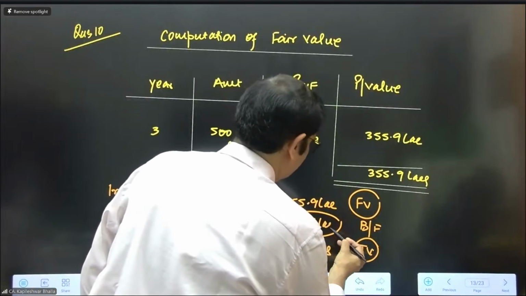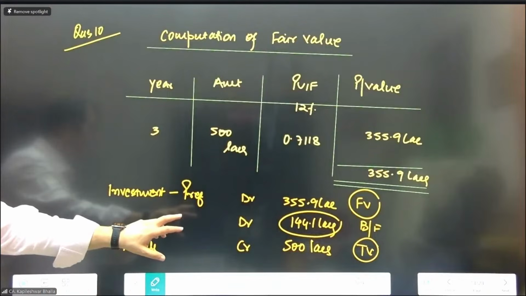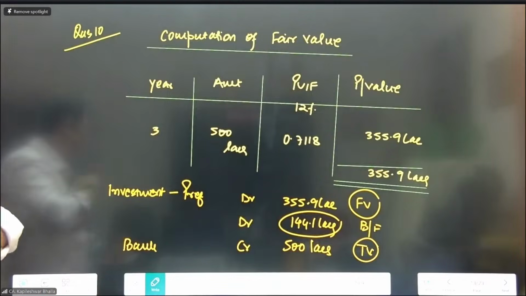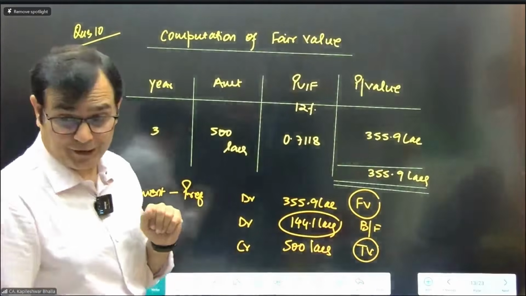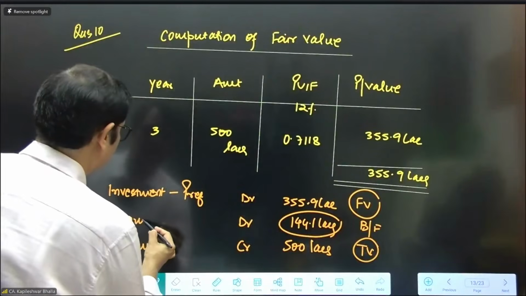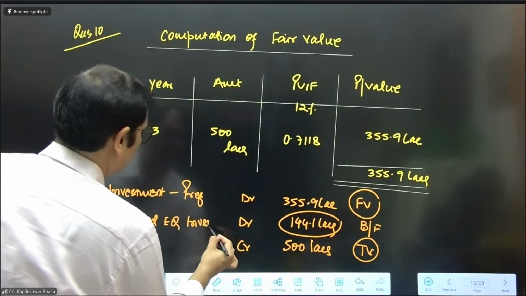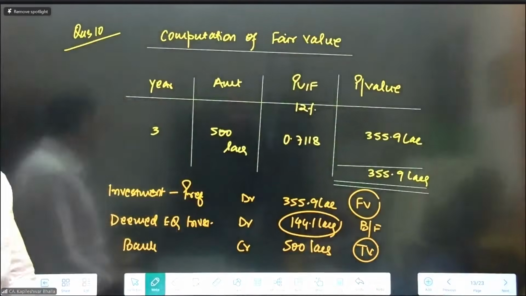144.1 lakhs is the balancing figure. And where are you going to take this difference as? Is this going to become a deemed equity investment in the books of the parent? Yes. So this is going to be a deemed equity investment. So the deemed equity investment gets a debit in this particular case.